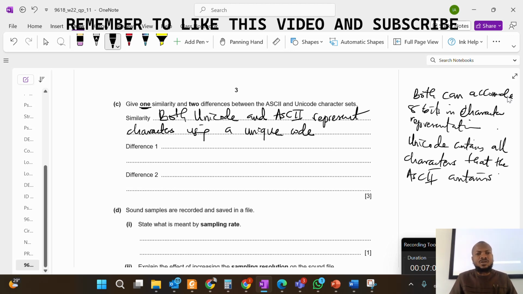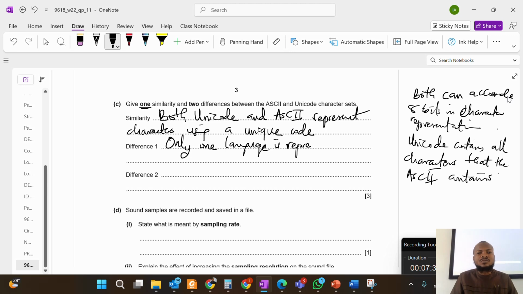So 2 differences, okay? 2 differences. One difference is that ASCII can only represent one language, while Unicode can represent different languages. That is one difference, okay? Now, only one language is represented in ASCII, while Unicode can represent different languages.